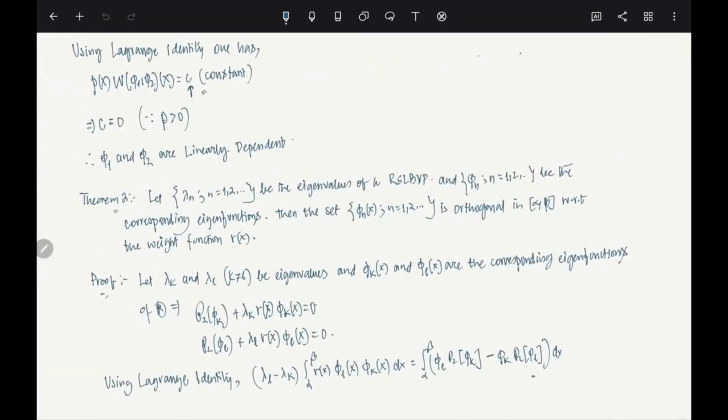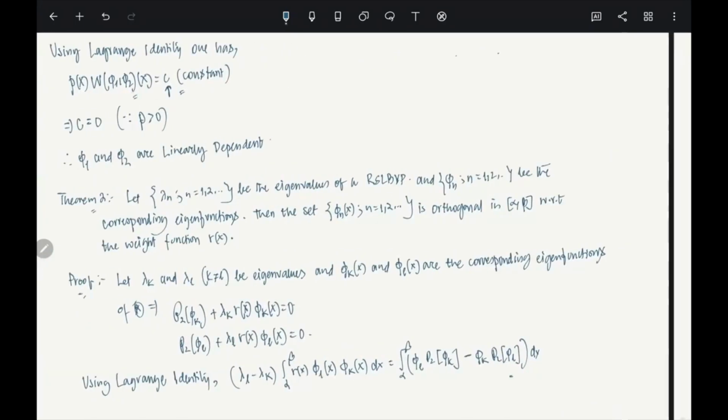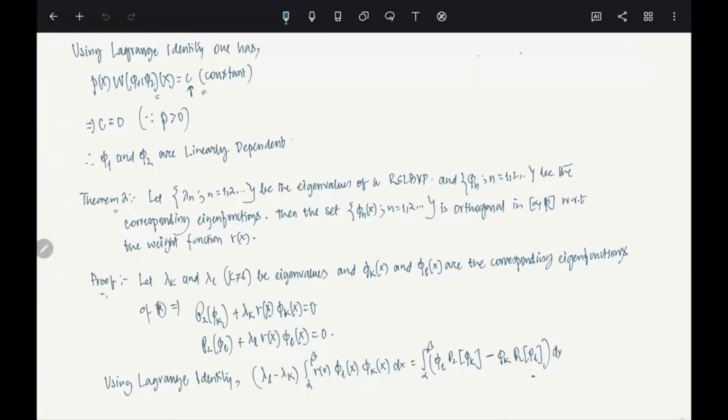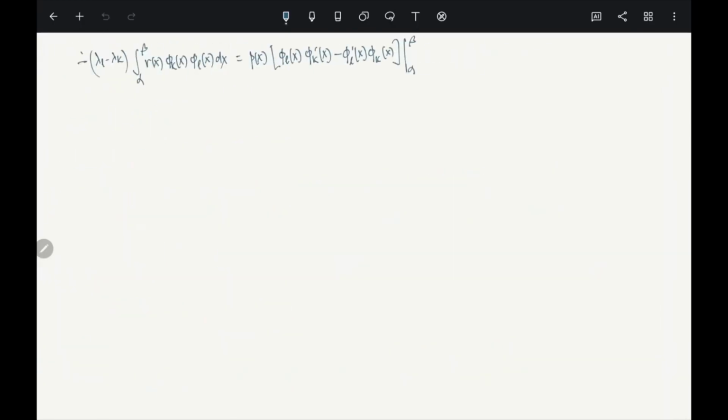Similar sort of thing we got earlier, exactly the same. Now this is evaluated between alpha and beta: I have to integrate this part, which is p times the Wronskian, between alpha and beta. Now we have to evaluate what happens to this. Since phi k and phi l satisfy the boundary data, let's understand this.